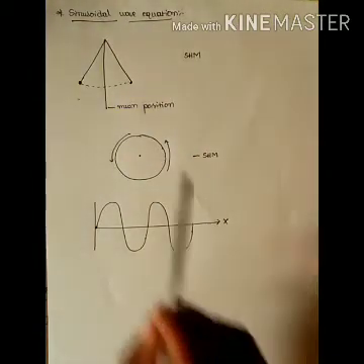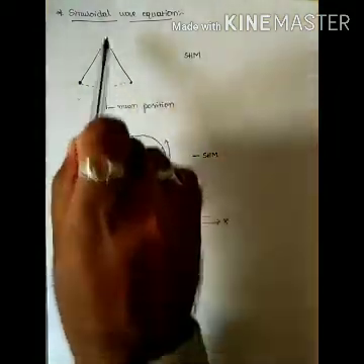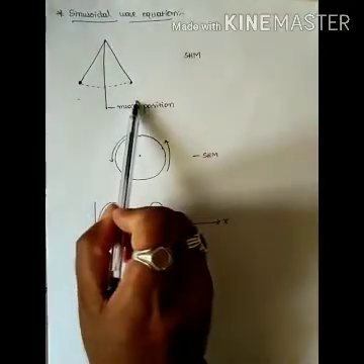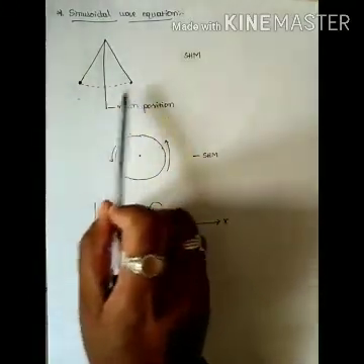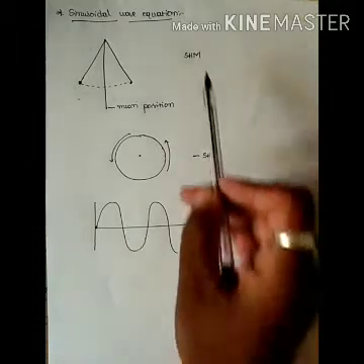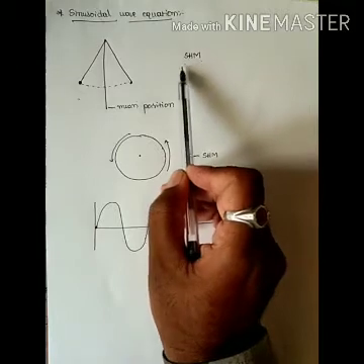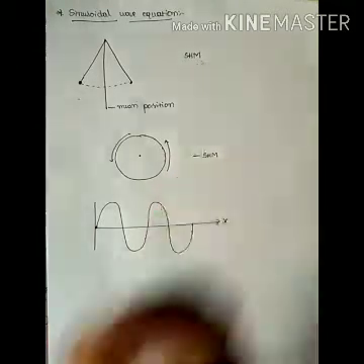If you consider a particle which is moving to and fro about the mean position, that motion of the particle is called simple motion, or in a very simple way we can call it SHM, that's nothing but simple harmonic motion.